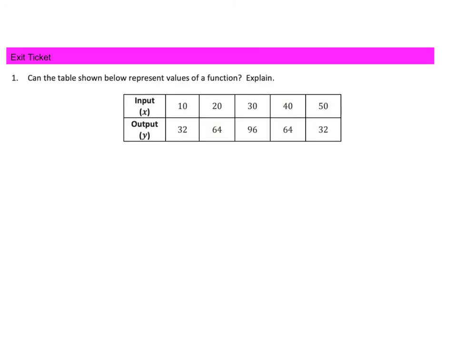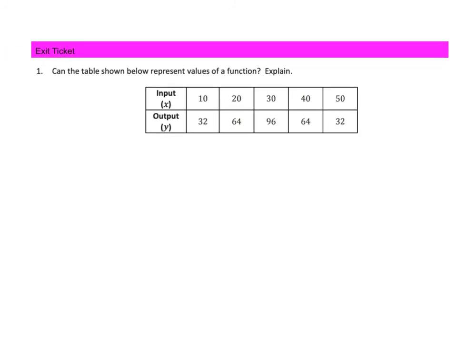All right, using what we learned today, you're going to answer these following questions on your exit ticket that is going to be posted in Galileo. First question says, can this table represent a function? So remember, one input can only have one output. I spelled that wrong. Okay, make sure to explain. If you don't explain, you're not going to get full credit.